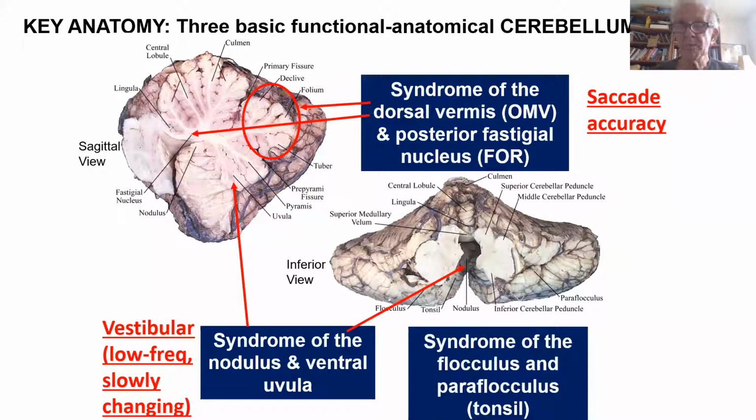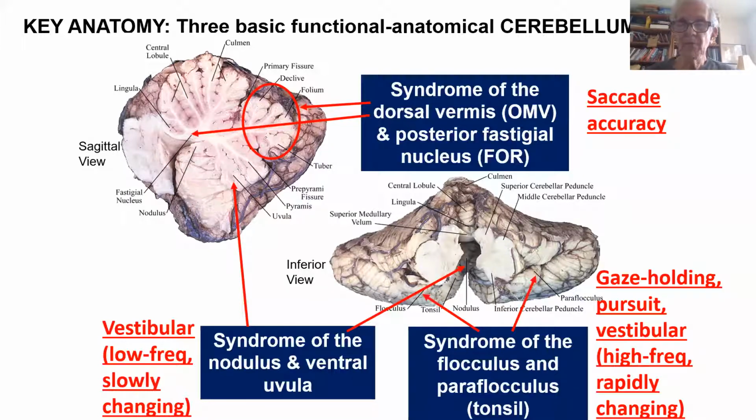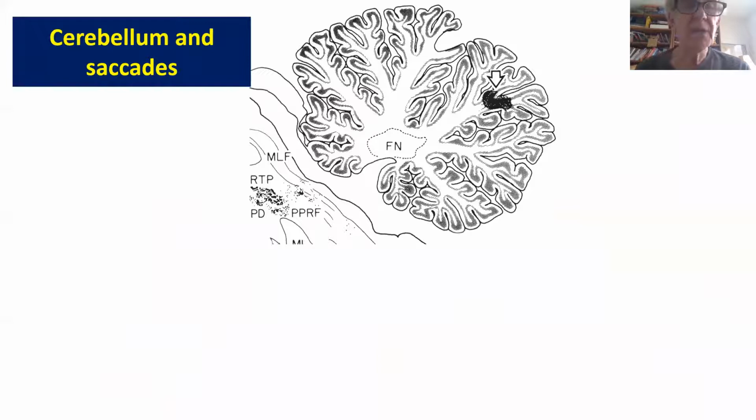And then we have the syndrome of the flocculus and paraflocculus. And remember, in humans, we call the paraflocculus the tonsil. There they are. So these structures, flocculus and paraflocculus, this is where a lot of clinical signs appear if these areas are malfunctioning: gaze holding, pursuit, and really fast, high frequency vestibular movements, the so-called head impulse. Now I'm going to concentrate on saccades today because they're so easy to examine at the bedside, and the clinical anatomical correlations are so precise.